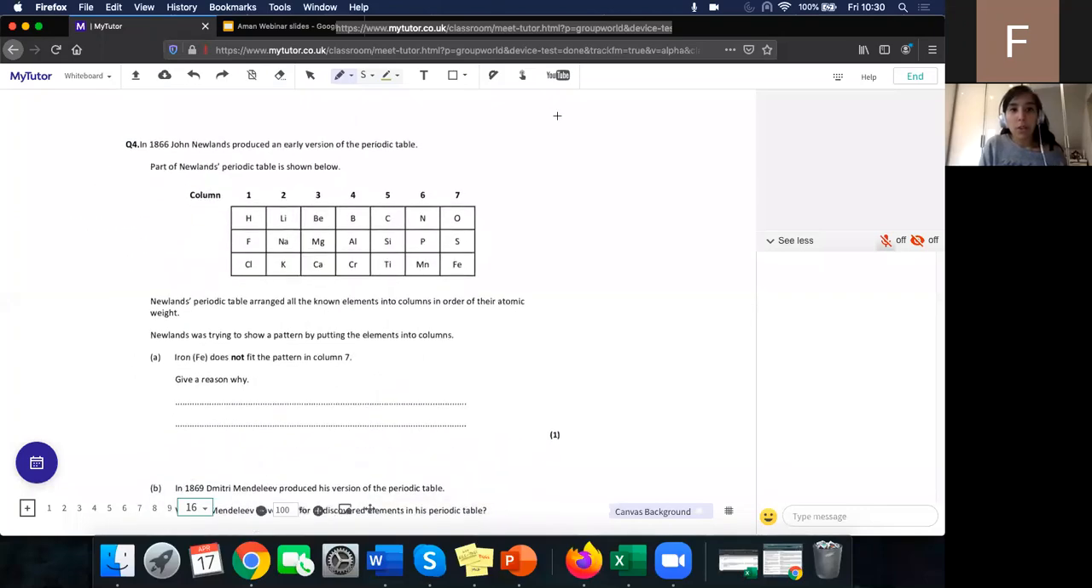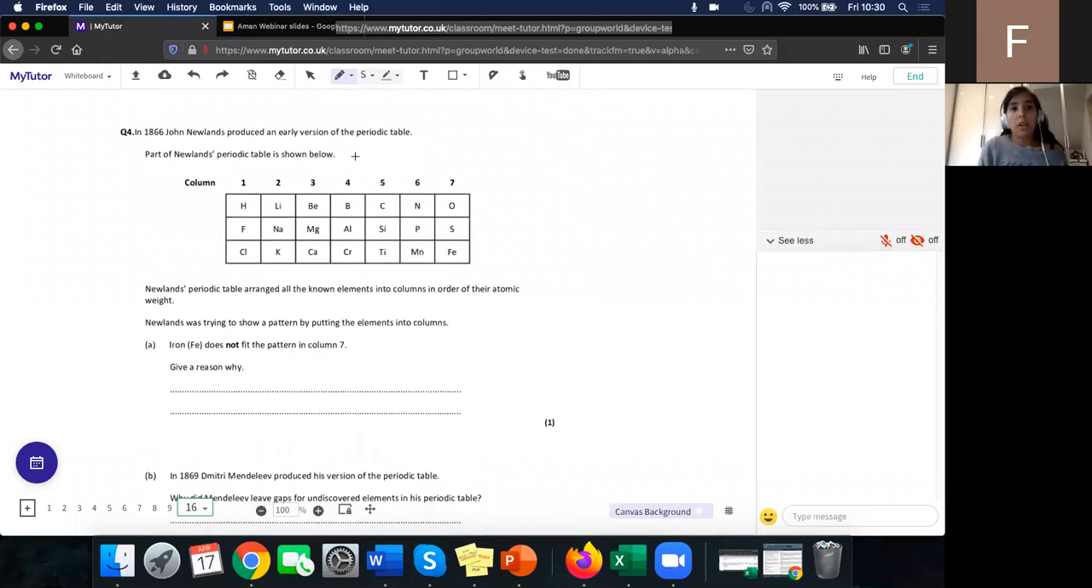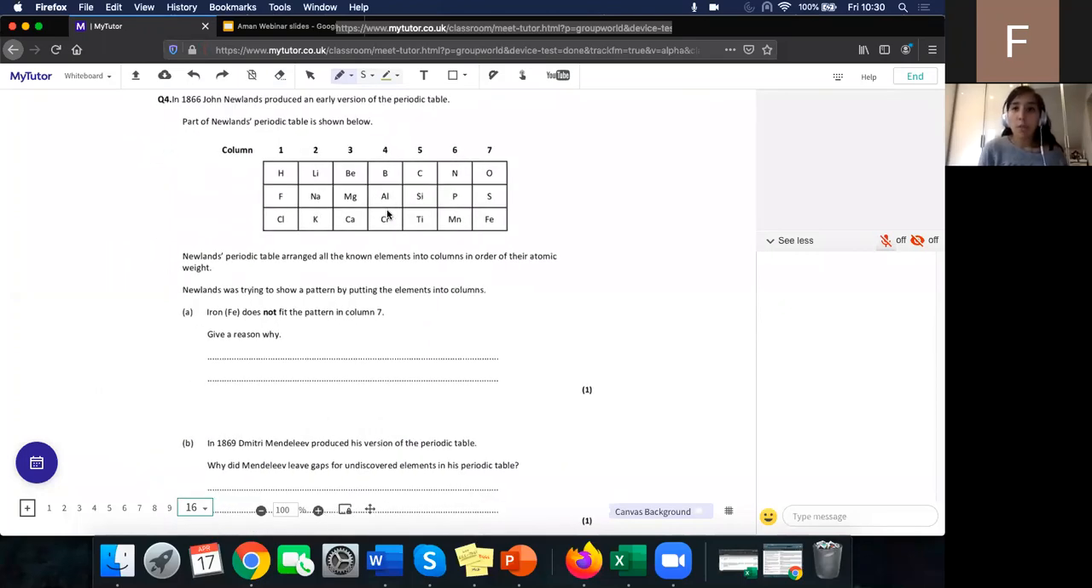Okay, let's do a question on the history of the periodic table. In 1866, John Newlands produced an early version of the periodic table. Part of Newlands' periodic table is shown below. Newlands' periodic table arranged all the known elements into columns in order of their atomic weight. So remember, columns just means groups, rows is like periods in the periodic table. Newlands was trying to show a pattern by putting the elements into columns. Iron does not fit the pattern in column 7. Why doesn't iron fit the pattern in column 7?